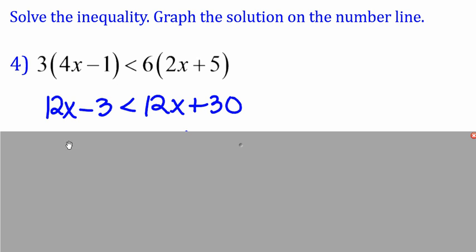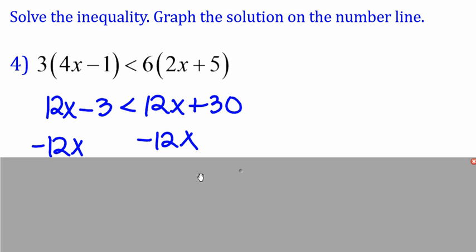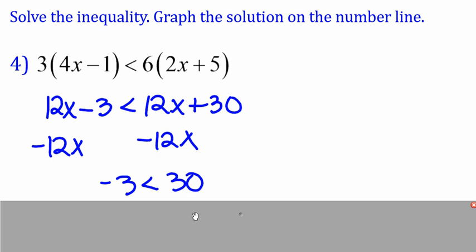Okay, the left is simplified, the right is simplified. So we're going to find the lowest variable. Our lowest variable is 12x. So I'm going to subtract 12x from each side of our inequality. That means negative 3 is less than 30. That's true. Negative 3 is less than 30.